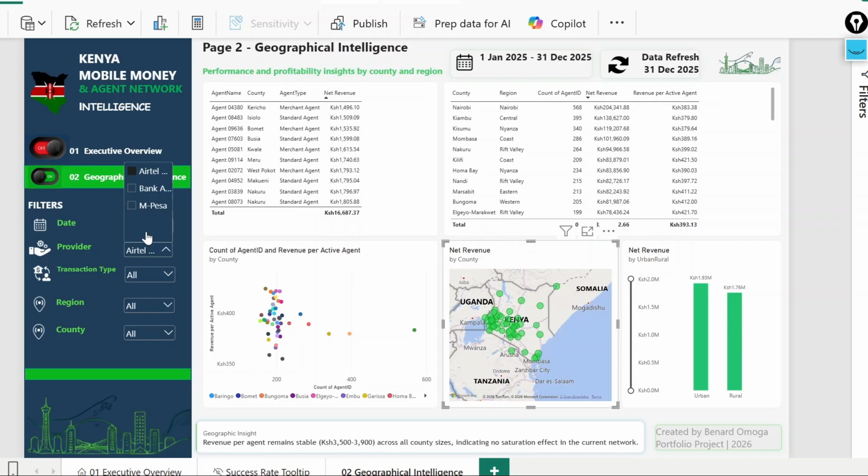The full project is available on my GitHub, linked in the description below. That includes the Python data generation script, the MySQL star schema, and seed data, all 15 DAX measures with descriptions, the SQL analysis queries, and a written business insight document that translates everything you've seen into strategic recommendations.